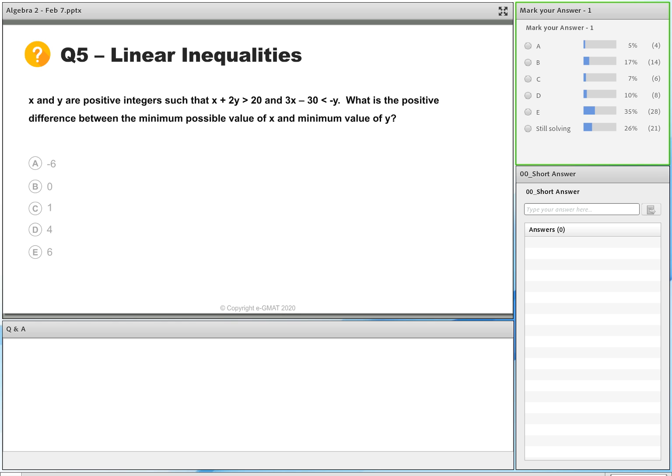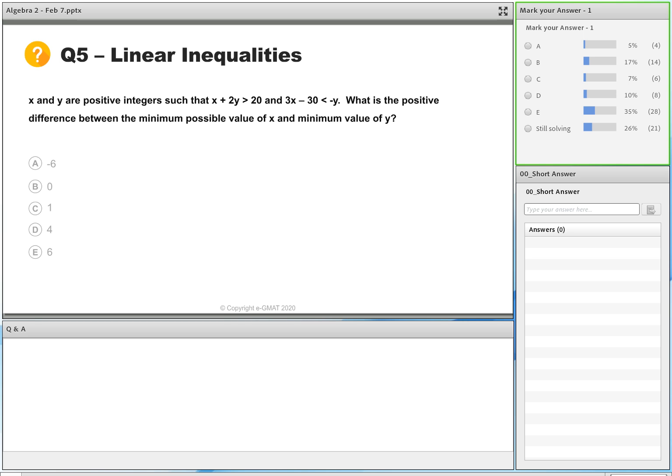5% of you tell me it's -6, choice A. 17% of you tell me that is choice B. Almost 17% between C and D, and 35% of you tell me the answer choice for this question is choice E. All right. Now I'm going to open the short answer poll.